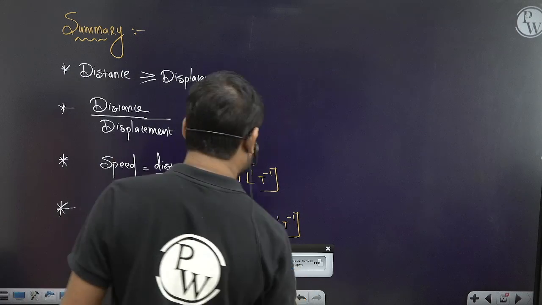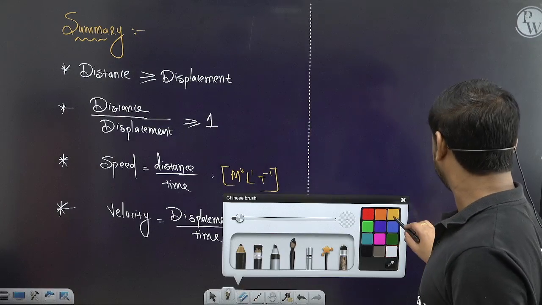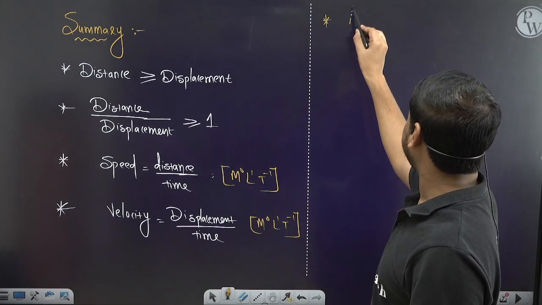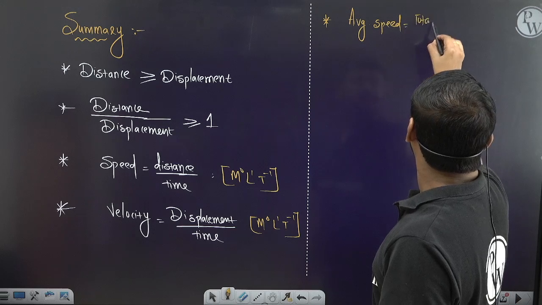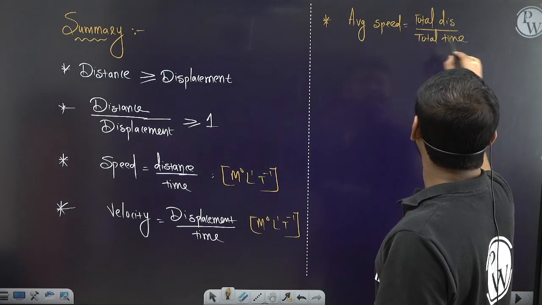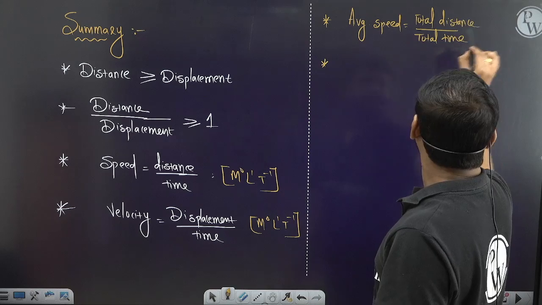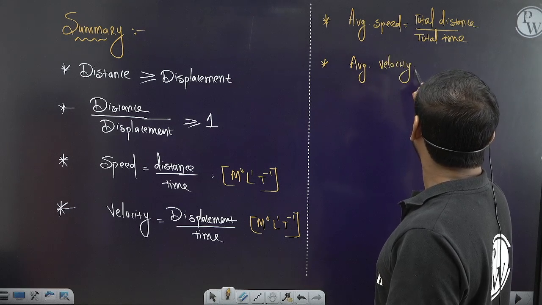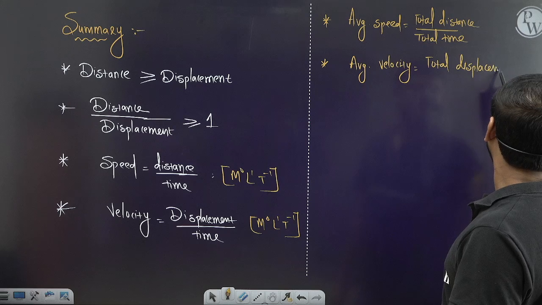Next comes the point: what is average velocity and what is average speed. Average speed is nothing but total distance by total time. The units and the dimensional formula are the same. Next, the average velocity is equal to total displacement by total time, right?